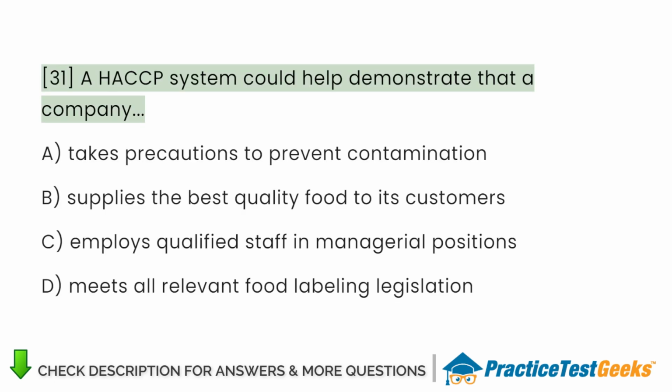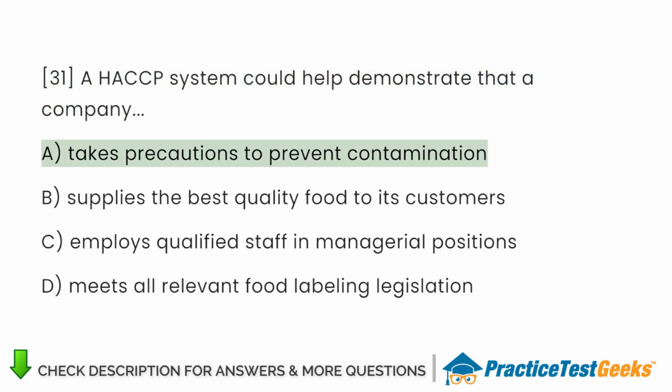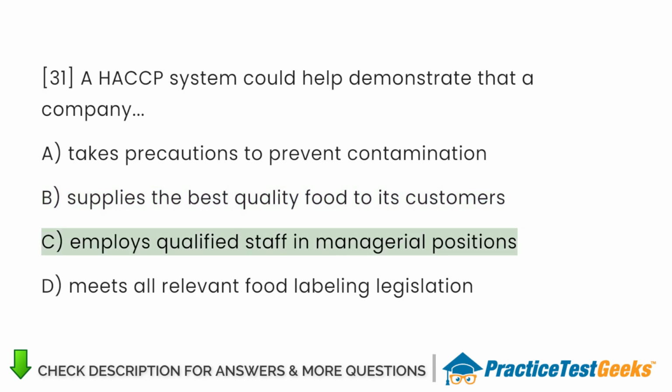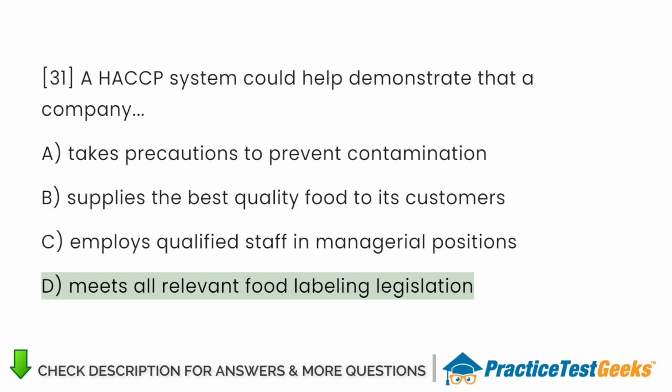A HACCP system could help demonstrate that a company A. Takes precautions to prevent contamination. B. Supplies the best quality food to its customers. C. Employs qualified staff in managerial positions. D. Meets all relevant food labeling legislation.